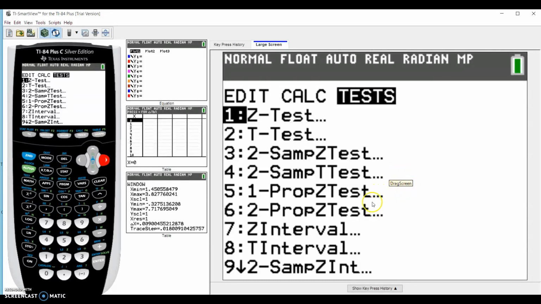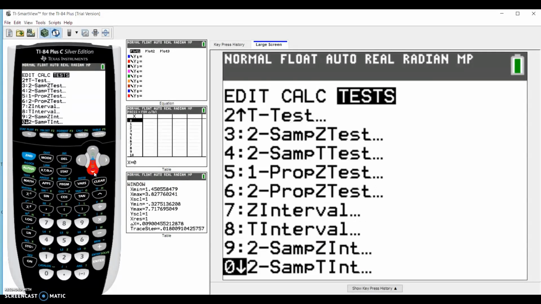The proportions, so we have the 1 proportion and 2 proportion test. That's if number 5 is if I have 1 population and I'm doing a hypothesis test for proportions. Number 6 is if I have 2 populations and I'm doing a hypothesis test for proportions. The t-interval is if I'm doing a confidence interval for a single mean. The 2-sample z-interval, like I said, is one that you won't use because we would need to know the population standard deviations in that case.